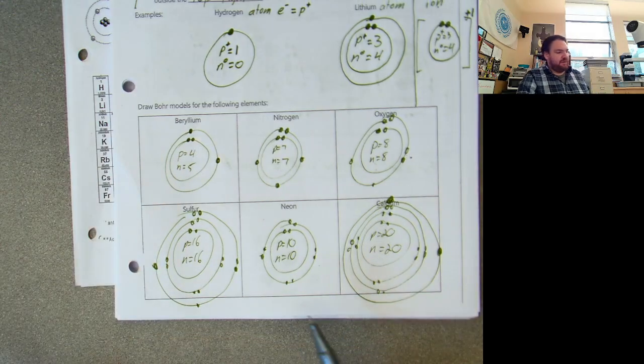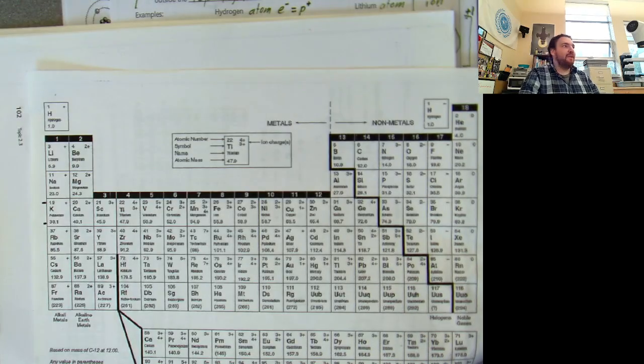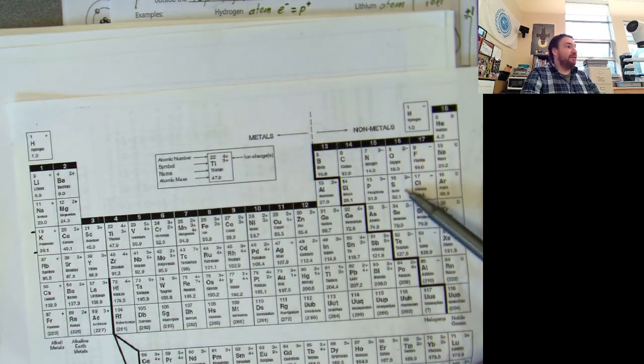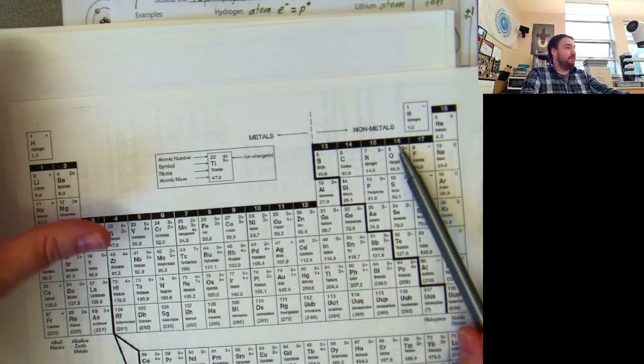Fascinating. What column are they in? Nope. Close. What column are they in? No, I'm looking at you, man. You're the one that said it. They're not in column number 6. Oxygen and sulfur are right here. They're in column number 16.